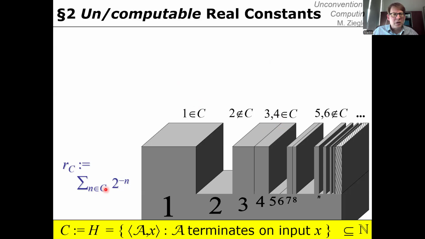And here you see the formula for that, where C is the comb set and N is a position. If N is in the set, then add 2 to the minus N, which corresponds to binary digit 1 at position N, and otherwise binary digit 0 at that position. So this is how we can encode infinitary decision problems into real numbers.